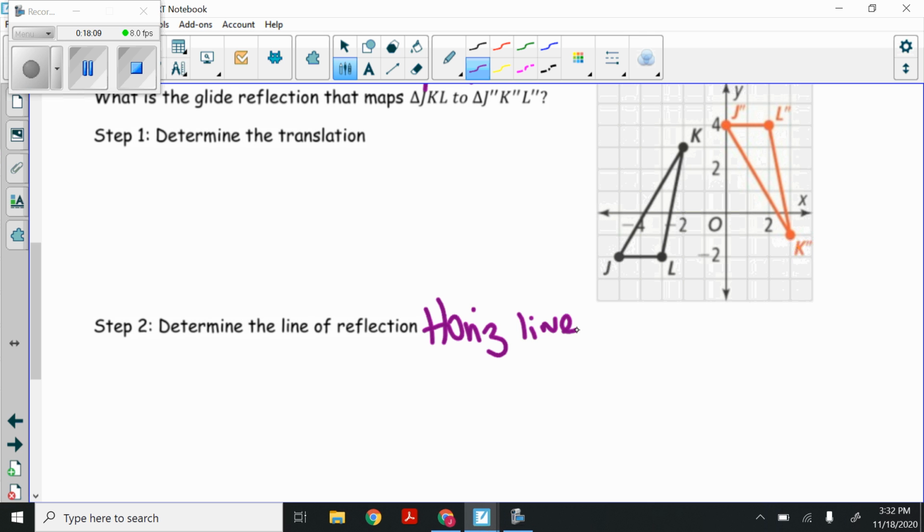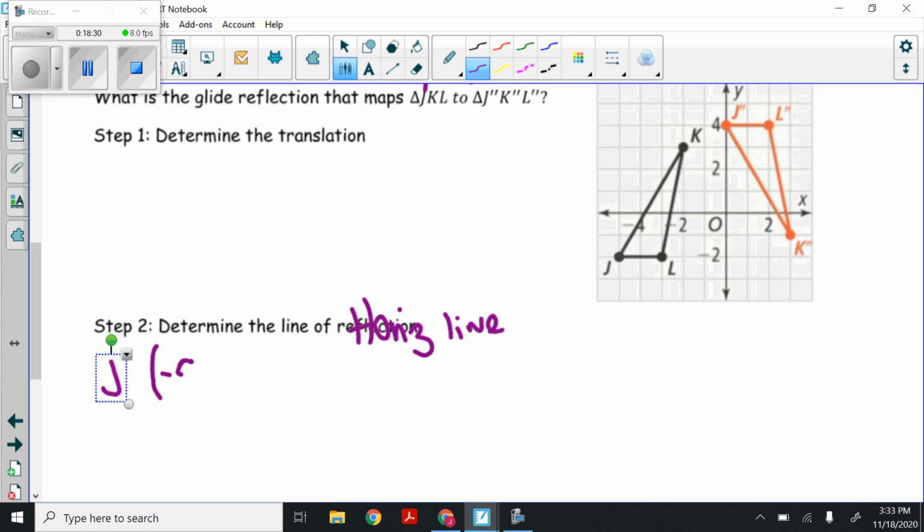So I need to find that horizontal line to get the same orientation as J double prime, K double prime, and L double prime. So let's find out. Okay. J was at the point -5, -2, right? -5, -2. J prime is at the point 0, 4.